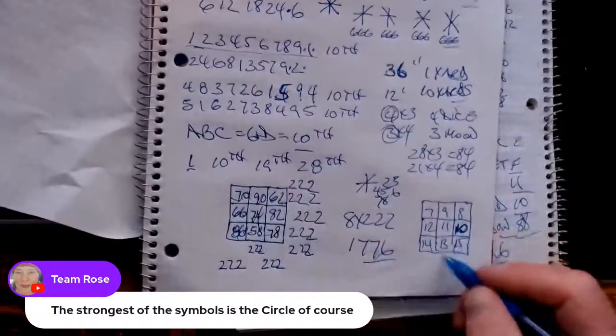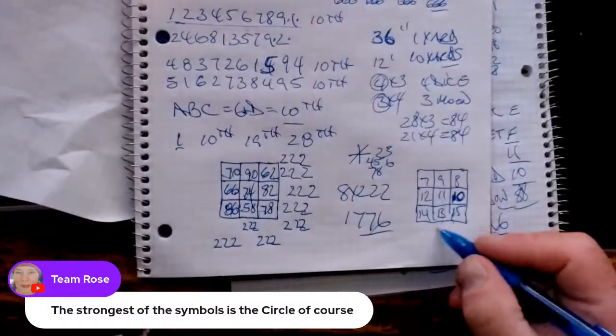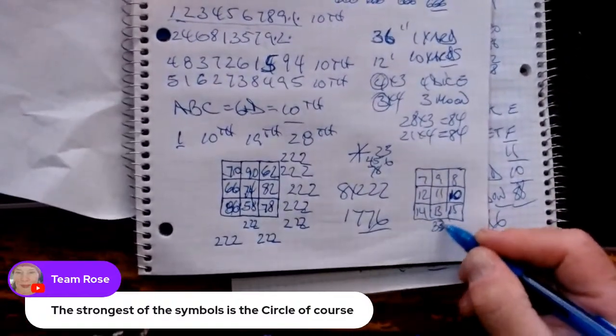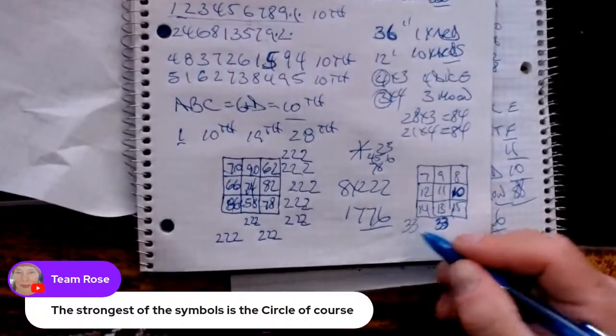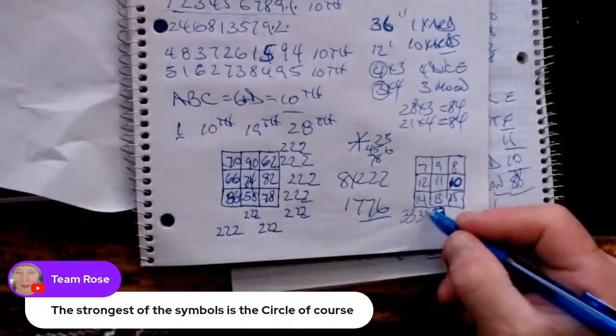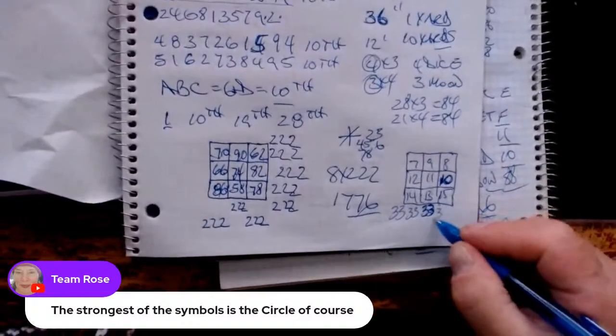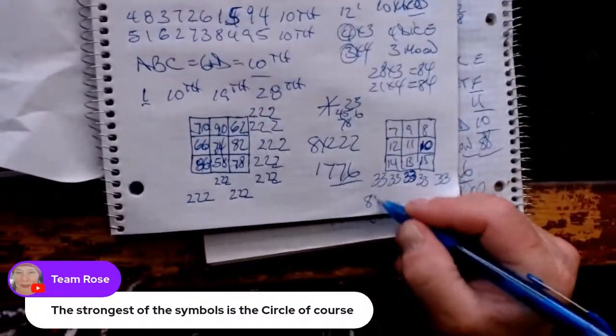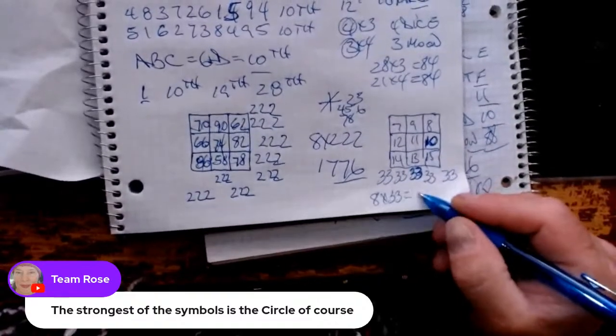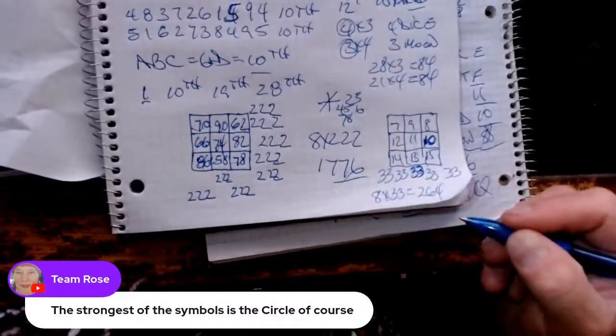Okay, so now when I do this, this becomes 24, this becomes 33. So I add up this one, it becomes 33. I add up this one, it becomes 33. I add up this one, it's 33. I add up this one, it's 33. So I get 8 times 33 equals 264. Is that what it is?